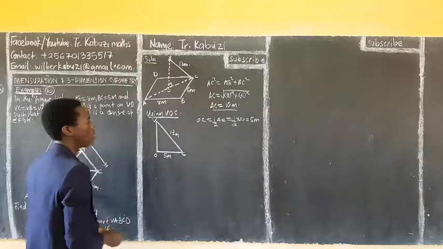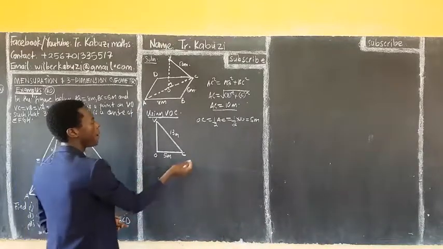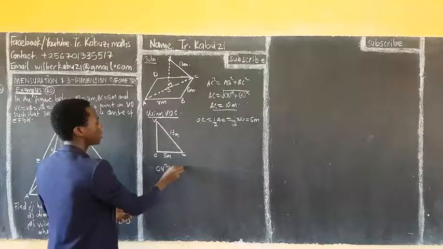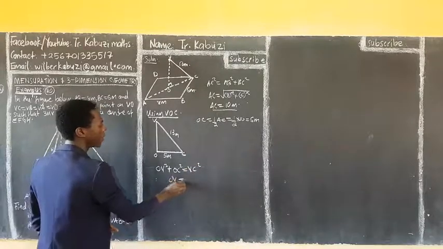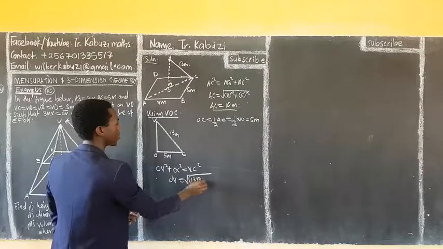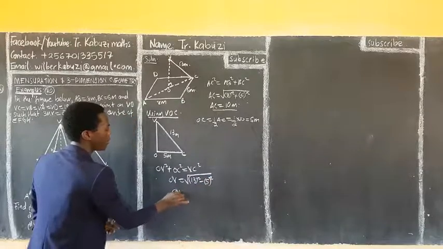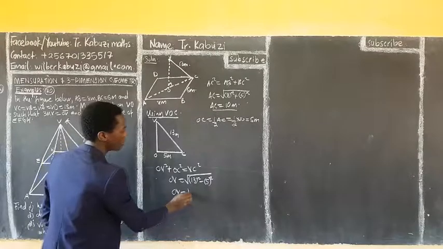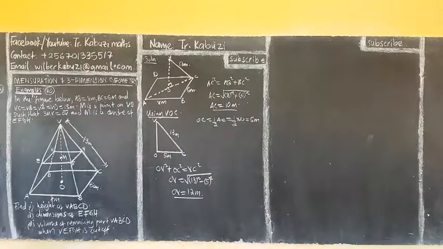So now I need my VO. From there, VO squared plus OC squared is equal to VC squared. So my VO is going to be the square root of VC, which is 13, squared, minus 5 the whole squared. That is going to give you the square root of 144, which is 12 meters. So now the height of this is that.